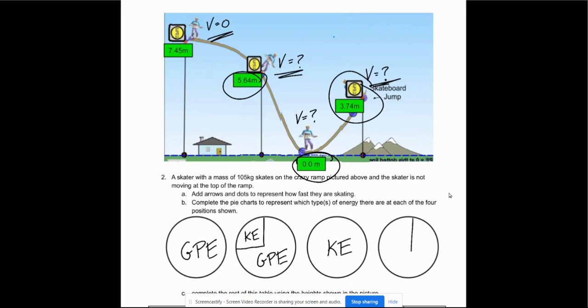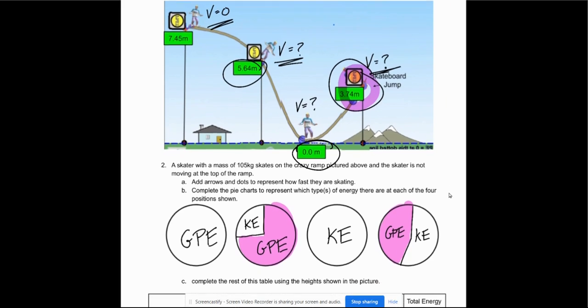And this one, I'm going to have more kinetic because he's down lower, and then some amount of gravitational potential energy. Now, how you divide this up, I don't really care, just as long as this GPE here should be more than the gravitational potential energy at the end, because he's lower there than he was at the other spot. So as long as the fourth gravitational potential energy is smaller than the second one, you're good.